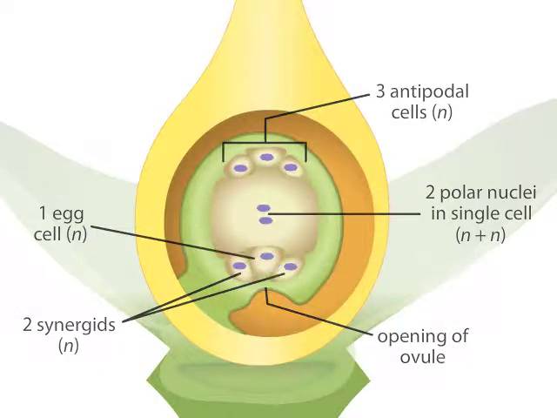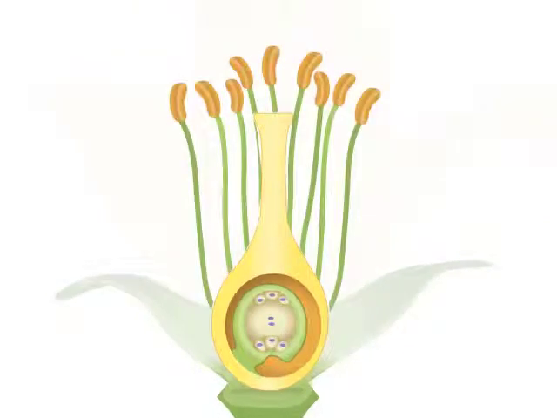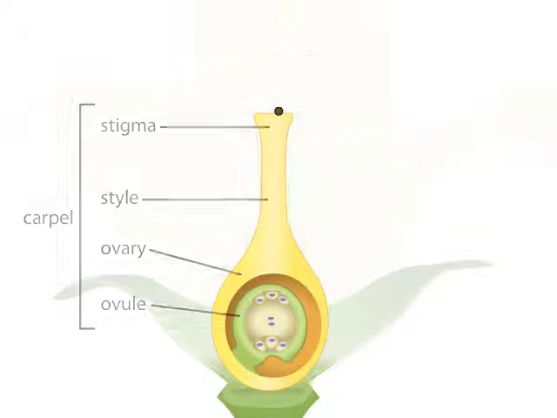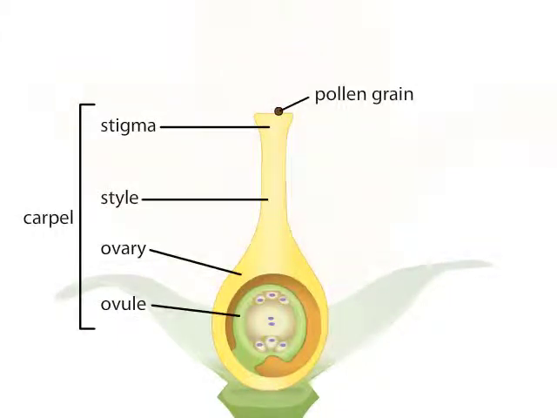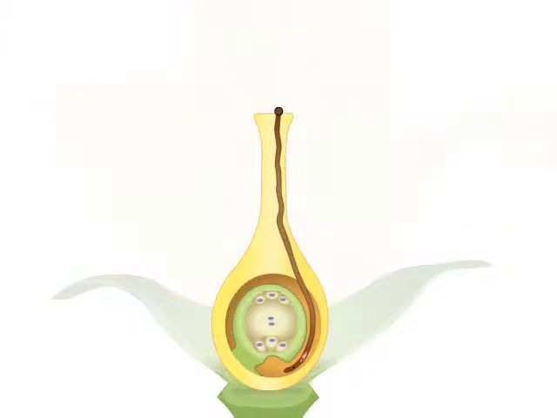Before this can happen, the male gametes, the sperm, must travel to these cells within the female's reproductive organs. To reach the embryo sac, a pollen grain that has landed on the stigma begins to germinate, sending a long pollen tube through the style and ovary.